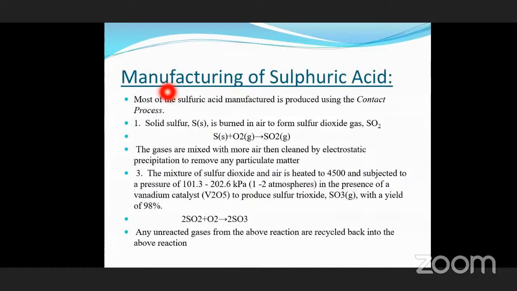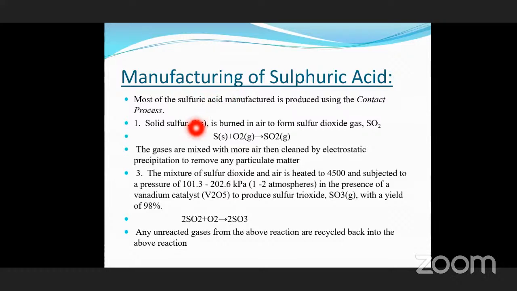Then manufacturing of sulfuric acid. It is a very, very important one, which is asked for 4 marks purpose or sometimes 8 mark purpose also. That's why not only most of the students, all of you should concentrate more on this question. That is manufacturing of sulfuric acid, which is also called the contact process.